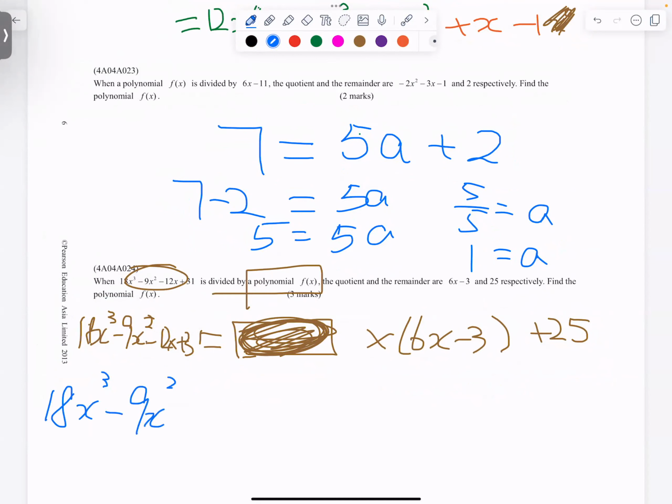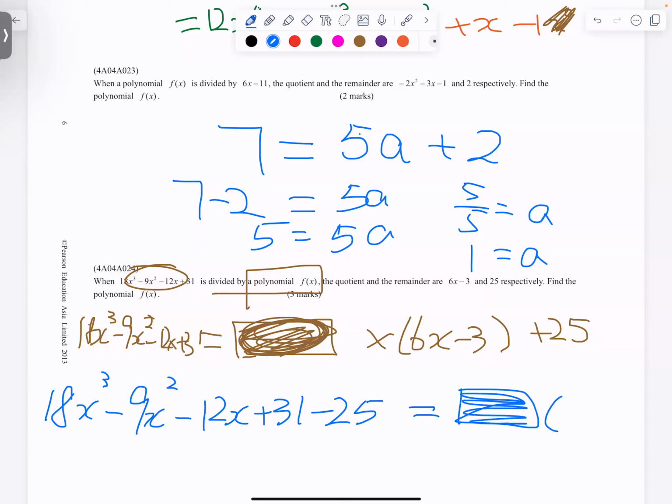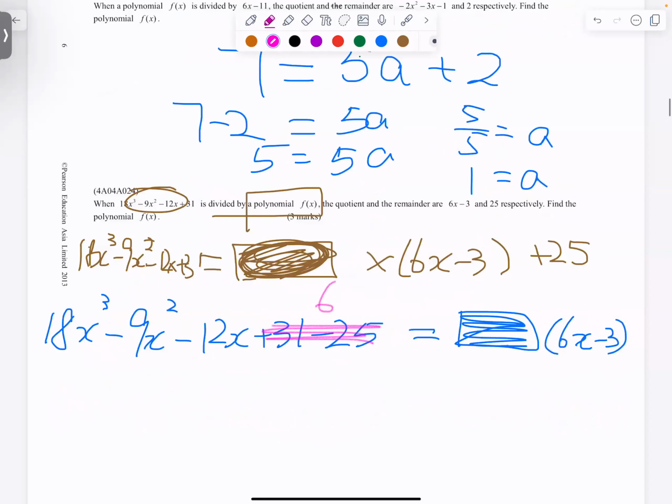Because my pencil is a bit light, my writing is super ugly. Minus 25. And what is left? We don't know that thing times that. And then here, the numbers calculate together. So 31 minus 25, you get 6. And the next step, this 6x minus 3 is multiplied with this thing that you need to find. Oh, you can let that be p(x) actually.